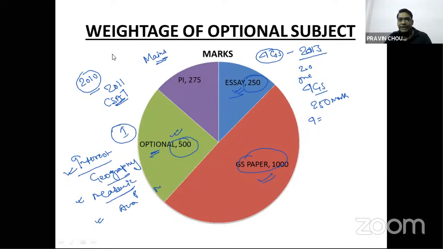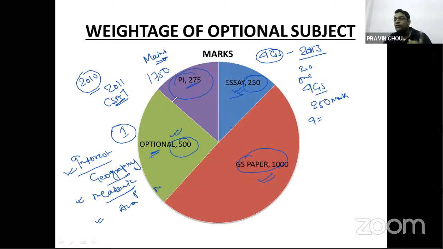Okay, so the weightage of the optional subject is 500 marks out of a total of 1750 marks. Total 1750 marks is the marks of your mains answers. Okay, the marks of mains are a total of 1750, and to that 275 is added, that is your interview marks.